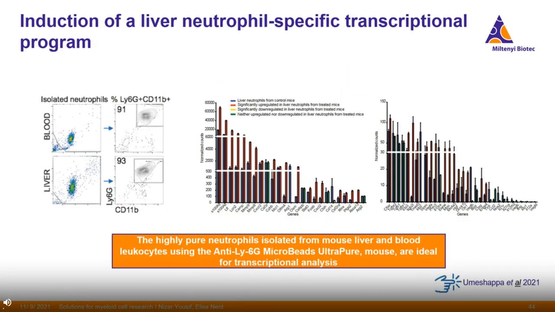Now, these are results from a very recent publication where they conducted transcription analysis of neutrophils isolated from mouse liver and blood. The dot plots are representative flow cytometry profiles of isolated neutrophils. On the left, forward versus side scatter plots. On the right, LY6G versus CD11B staining profiles of the neutrophils. The graphs on the right show gene expression analysis on mouse neutrophils.